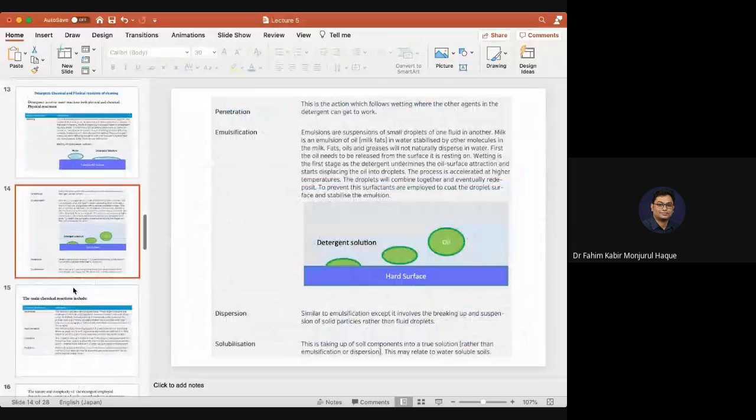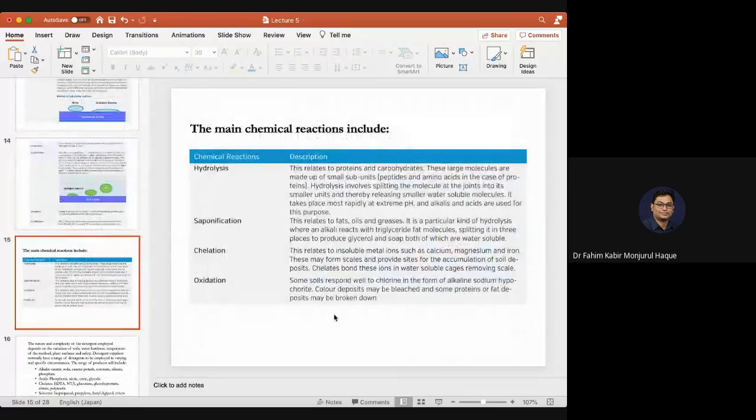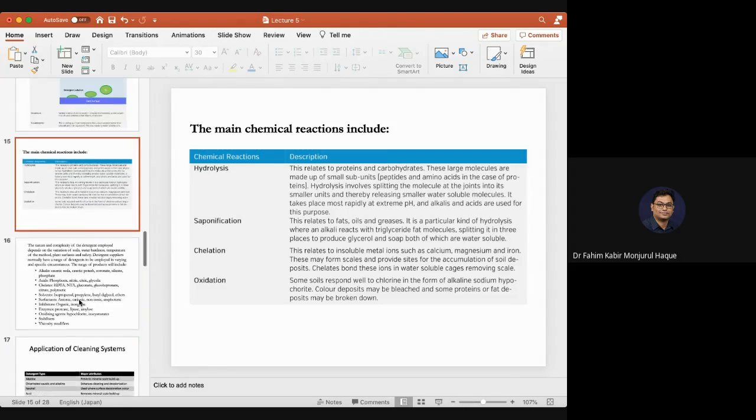These were the physical actions of detergent, and this one is the chemical action of detergent. I mean, what kind of chemical action the detergent does for cleaning, like hydrolysis, saponification, chelation, oxidation. By this they can clean, and these things have an additional effect. They can also kill many microorganisms as well. So they aid in cleaning and killing, cleaning and killing.